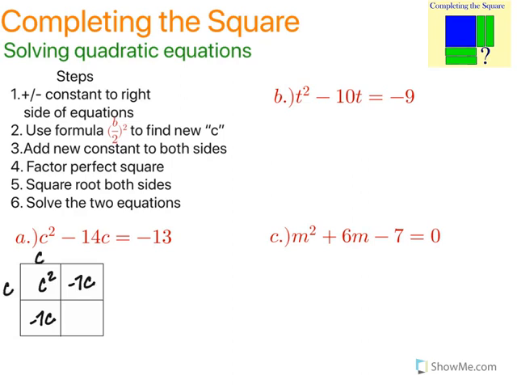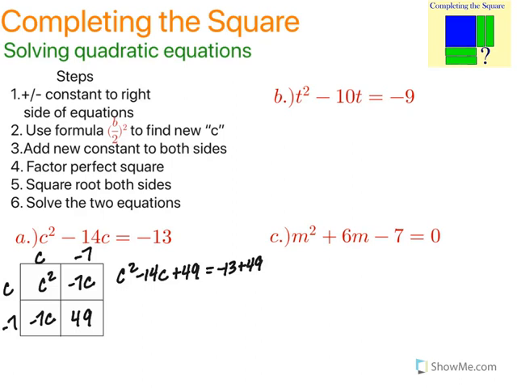So c times c gives me c squared. Negative 7 times c would give me the negative 7c. And then if I multiply negative 7 and negative 7, that would give me positive 49. So my new constant is positive 49. We're going to add that new constant on both sides. Now the reason why we have this constant, remember, is to make ourselves have a perfect square. So now I have a perfect square on the left, but I also have to add the 49 to the right so that my equation stays balanced.